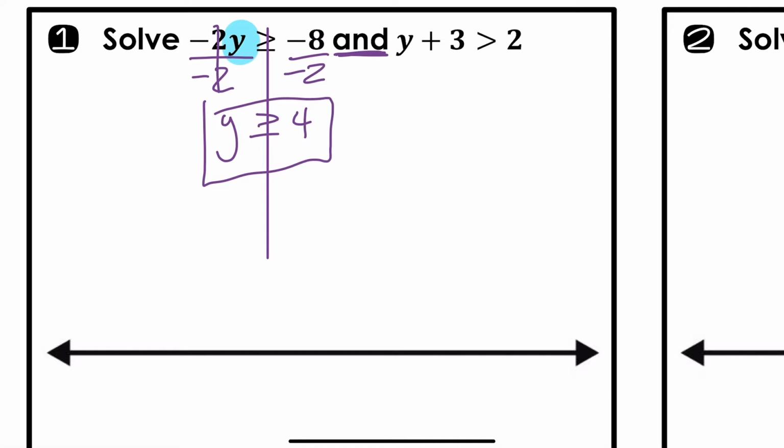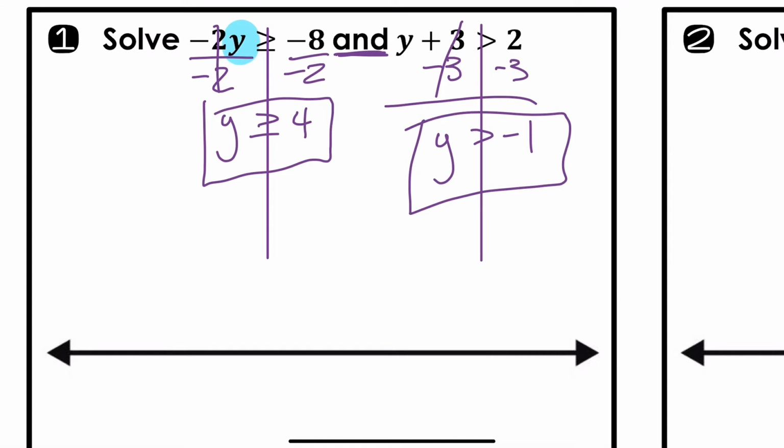Let's take a look at the second problem. y plus 3 is greater than 2. Okay, let me draw my line where my inequality is. And then we need to get y by itself. So I have plus 3 here, so I'm going to subtract 3 from both sides to get rid of that. So 3 minus 3 is going to give us a 0. So we have y is greater than 2 minus 3. That's going to be negative 1. Okay, so that's what I mean by saying we have two parts instead of one.